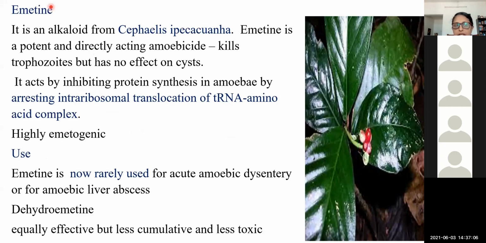Now coming to the next drug, that is emetine. Emetine, I told you, is obtained from the Brazil root, Cephaelis ipecacuanha, this plant. Its mechanism is like other antibacterials, it inhibits protein synthesis. That is, it inhibits the translocation of tRNA, the translocation step in protein synthesis. But the problem is it is highly emetogenic. So it is kept as a reserve drug only, and now it is rarely used. When the other drugs are not effective, we will go for emetine. Otherwise it is not used nowadays because we have other safe drugs with fewer side effects. Then another derivative, dehydroemetine. It is less toxic, less emetogenic and less cumulative compared to emetine. So that was about emetine.